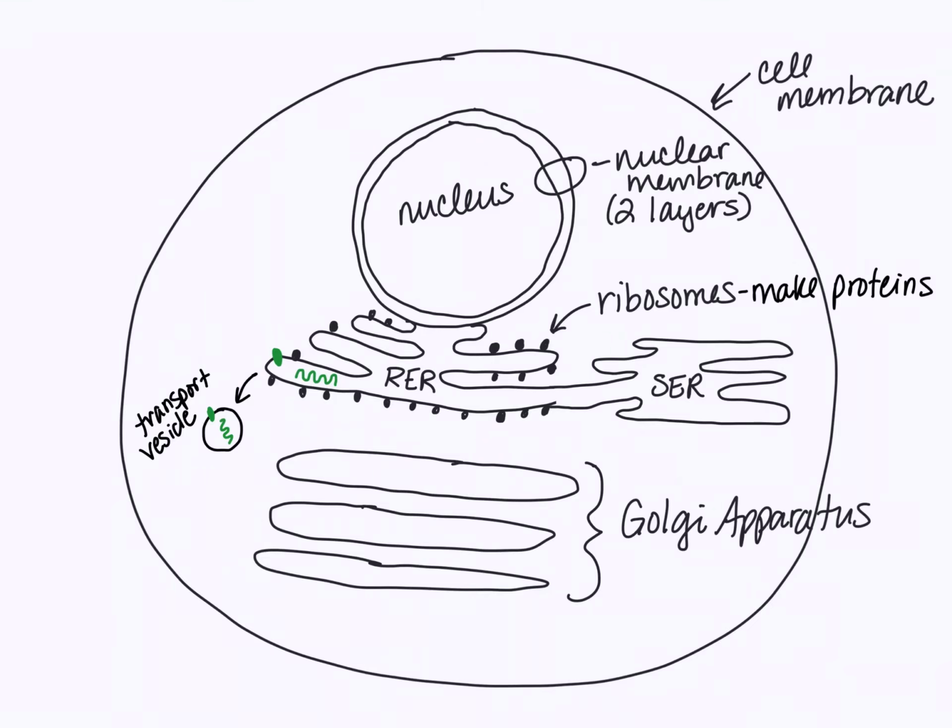Now, the membrane of this vesicle, remember these membranes are very fluid and they can combine with each other and they can separate from each other. So the membrane of this transport vesicle can actually go to the first part of the Golgi apparatus.